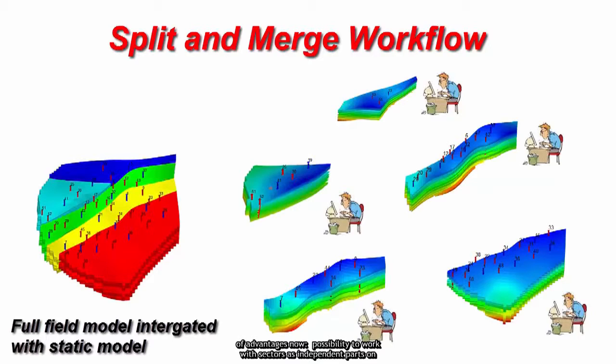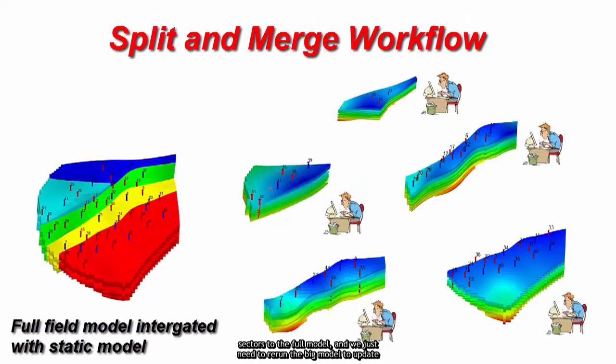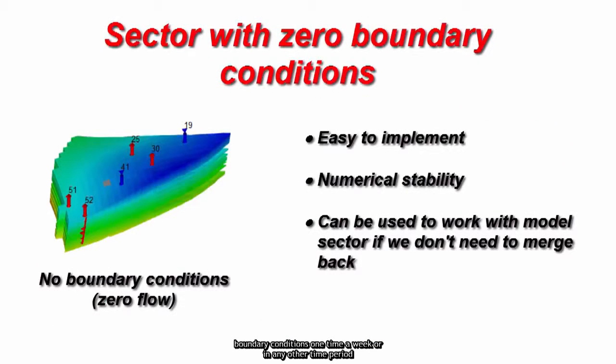There are a lot of advantages now. Possibility to work with sectors as independent parts on computers with a small amount of memory. History matching at well level. Production optimization, workover planning, local model tuning and editing. Then tNavigator merges automatically all modifications that had been done in sectors to the full model. And we just need to rerun the big model to update boundary conditions, one time a week or in any other time period.